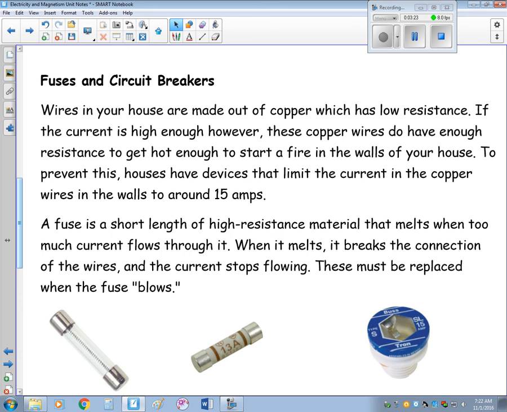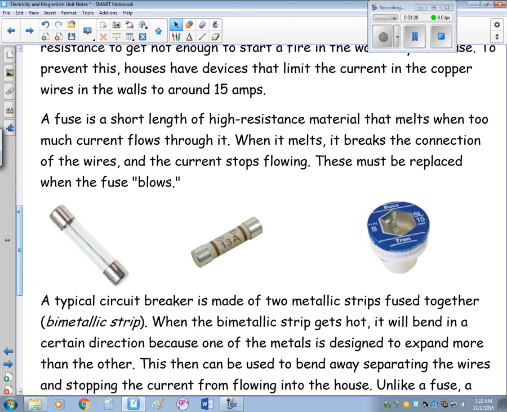around 15 amps. A fuse is a short length of high resistance material, and it's designed to fail. When the current flowing through it reaches a certain point, the wire, because of the resistance, gets really hot and it melts, and it stops the electricity from flowing through it. So once it breaks the wire, the current stops flowing, and then you simply have to replace the fuse. We say the fuse blows.